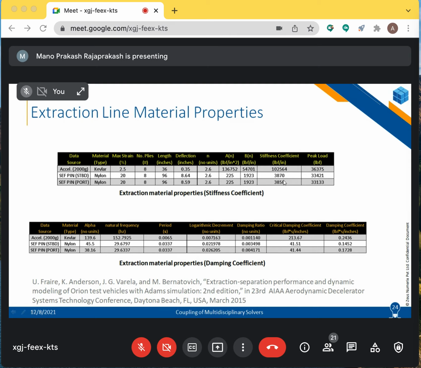These coefficients can actually be obtained from simulations. They can be identified using multi-body dynamic simulations like Adams. You have commercial tools where you can model a line using discrete elements. So that kind of a finite element approach can be used in identifying this. That is one approach.